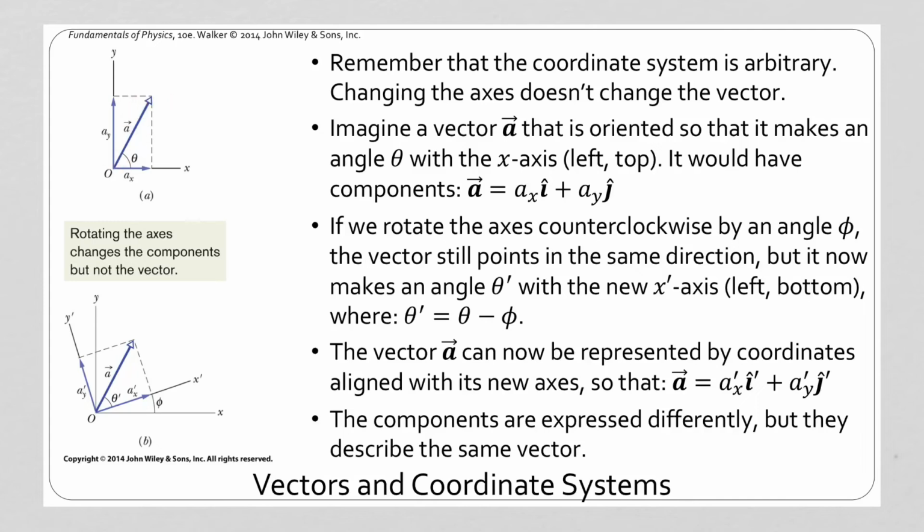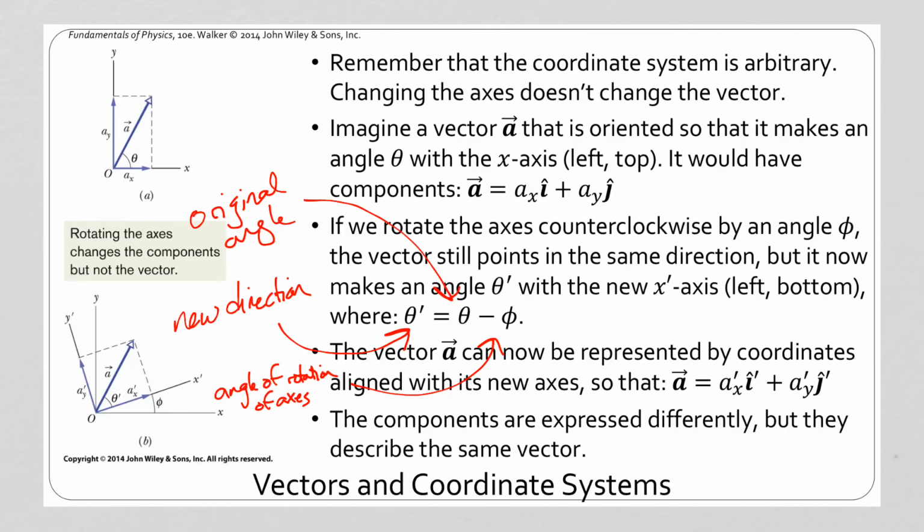So you can take the same vector and have x and y components relative to your standard axes. You can have the exact same vector, but you have new components relative to rotated axes, rotated at any angle. The magnitude of the vector should be the same no matter what. The direction is basically the new angle. The new angle is going to be the difference between the original angle, the angle relative to the original axes, and the angle of rotation, how far we have rotated these axes by.